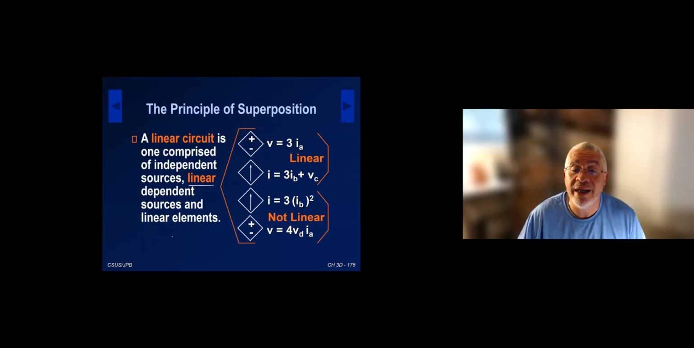Why do we talk about linear dependent sources? Linear dependent sources are either voltage or current types that have essentially these types of relationship: constant multiplied by current, addition, subtraction, constant multiplication. Anything that has multiplication of functions or squares is not linear. So the bottom two are non-linear dependent sources. The top two are linear dependent sources. In this course, we are only concerned with linear dependent sources. Okay, so I want to show you some example of that.